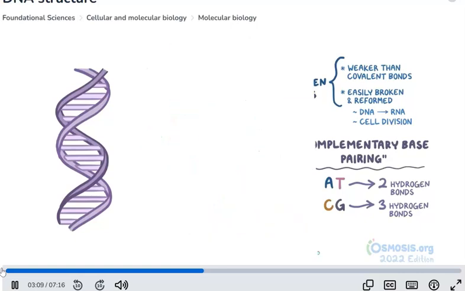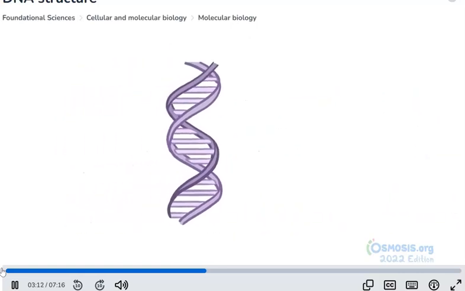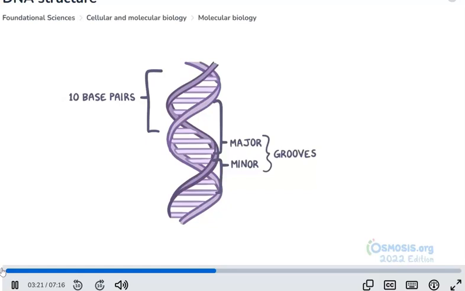Now, DNA is actually a super organized molecule, because the 2 strands coil around each other once every 10 base pairs. This twisting and turning makes the DNA molecule develop major and minor grooves, which are larger or smaller spaces between the strands where proteins can bind to DNA in order to regulate its functions.